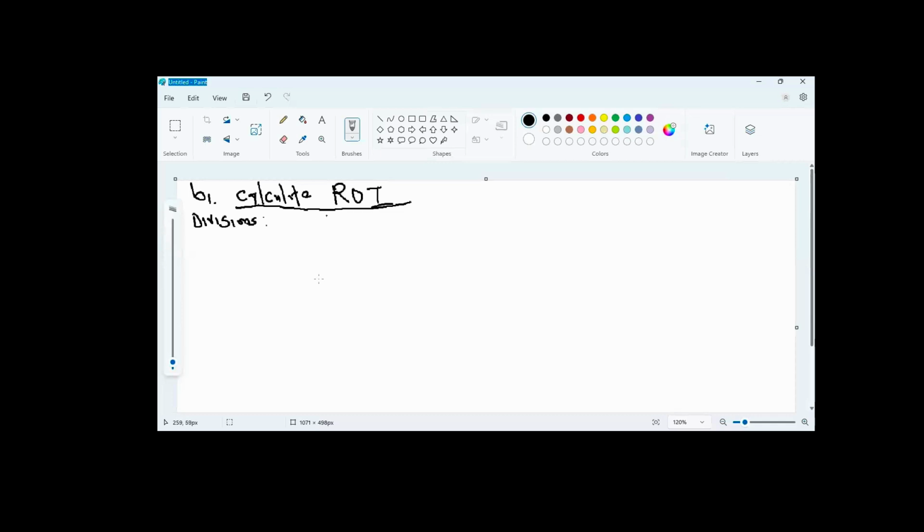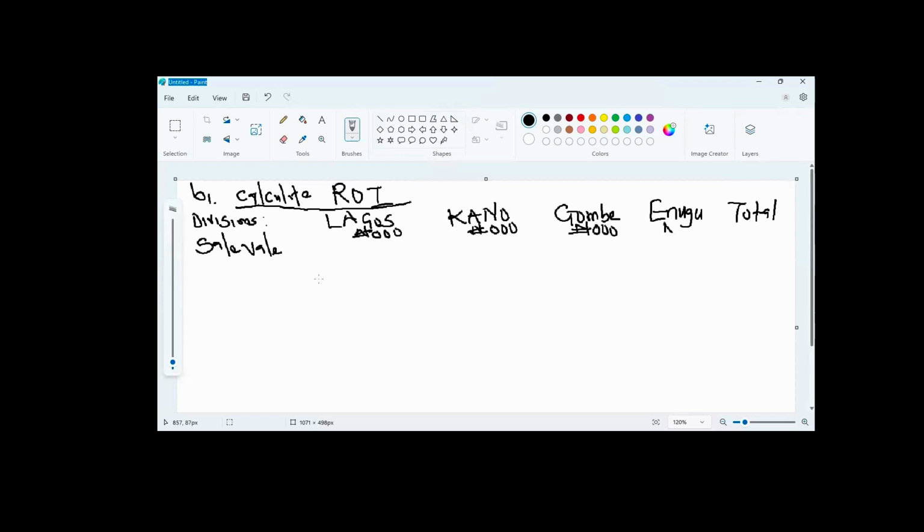Divisions. We have divisions in Lagos, Kano, Gombe, and Enugu. Okay, the total for the company. Now, if you look at the question, we are not given the profit directly. We have to compute the profit ourselves. So take your sales figure, your sales value.